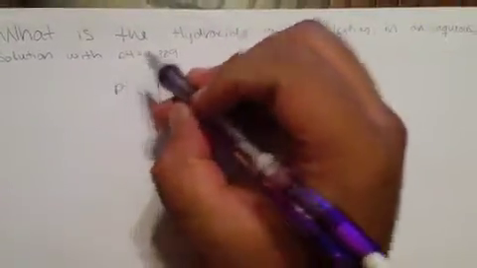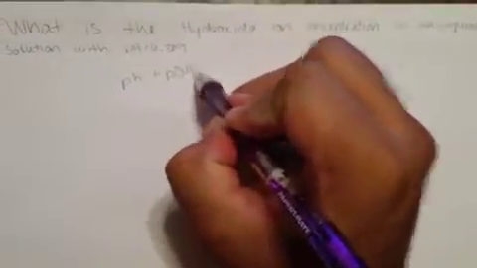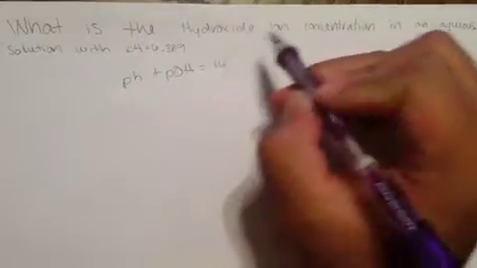What is the hydroxide ion concentration in an aqueous solution with a pH of 6.389? So the first thing you're gonna have to do is get the equation for pH, which is pH plus pOH is 14. They're already giving you the pH, so you plug it directly.